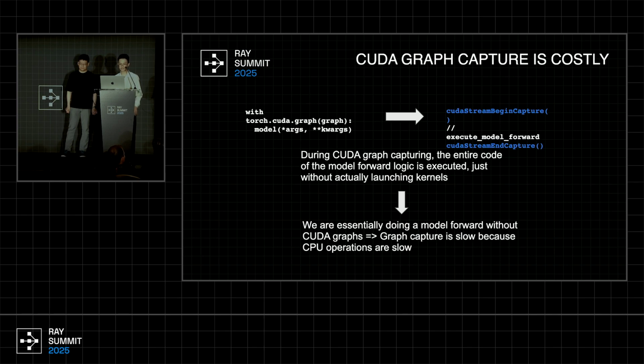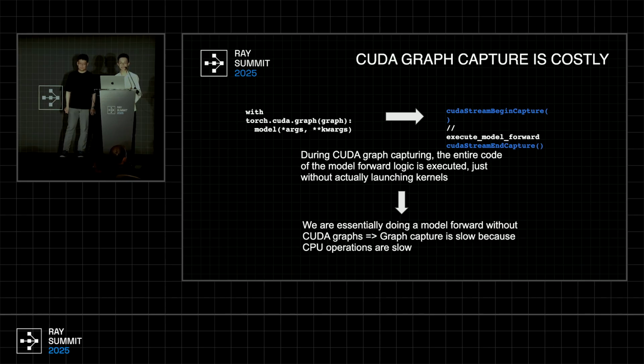Yeah. To understand why CUDA graph capture is costly, let's see what is happening under the graph capture. When vLLM is doing the graph capturing, it will basically wrap the model forward under the PyTorch CUDA graph manager context, and it will call the CUDA APIs to do the begin capture and end capture. What actually happens is the entire model forward logic is executed just without executing any actual kernels. Basically, this means we are essentially executing the model forward without the CUDA graph. That is basically the cost.